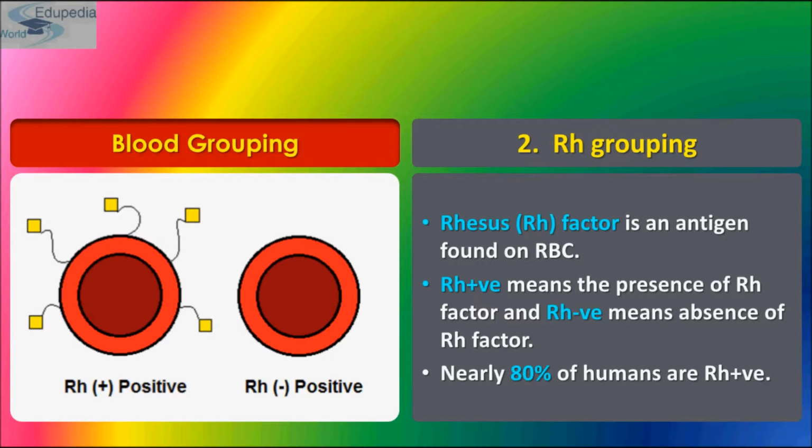Formation of Rh protein is controlled by a dominant gene, which we call R. Thus, RR, that is capital R, is a homozygous condition, and capital R, small r is a heterozygous condition. These persons are dominant and are Rh positive. And small r small r, that is homozygous, they are recessive and Rh negative. Okay.